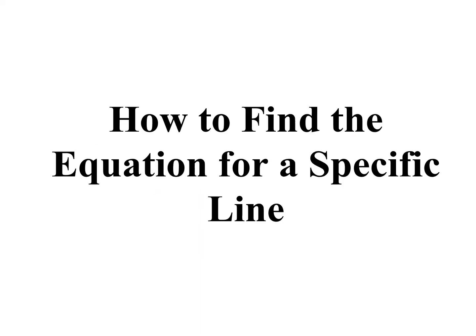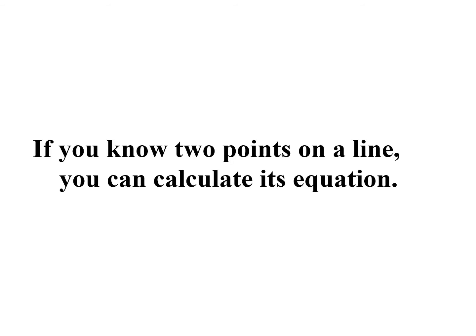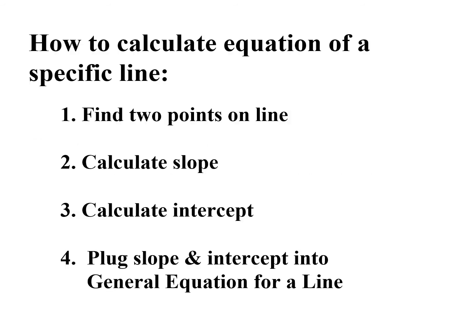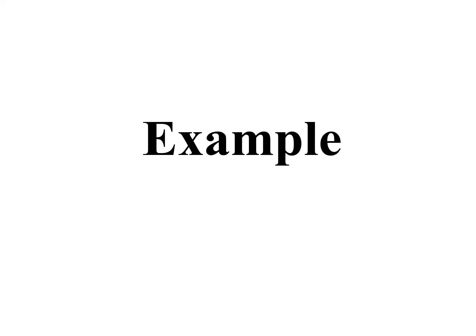During the rest of today's lecture, we'll be focusing on this topic, how to find the equation for a specific line. It's not hard to find the equation if you know 2 points on the line. As long as you know 2 points, you can calculate its equation. There are 4 steps to calculating the equation for a specific line. First, you need 2 points on the line. Second, you calculate the slope. Third, you calculate the intercept. And fourth, you plug in the slope and the intercept into the general equation of the line. Let's go through an example to illustrate these 4 steps.